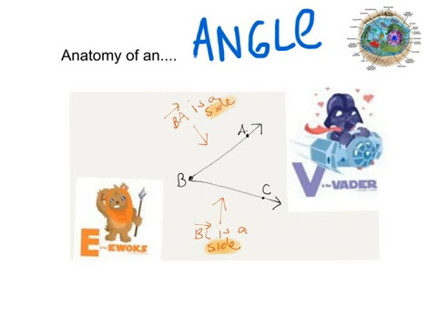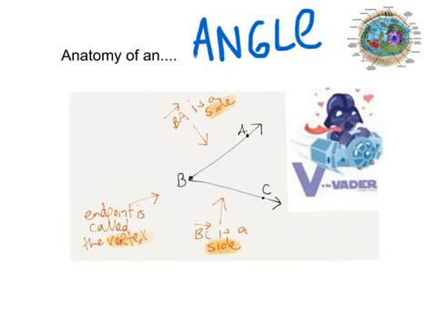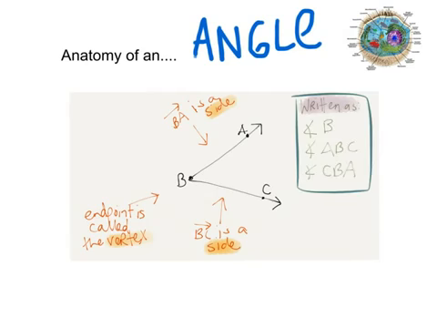Another important part of an angle is the endpoint. And the endpoint of an angle is known as the vertex. That's important. Last but not least, take Darth Vader away.